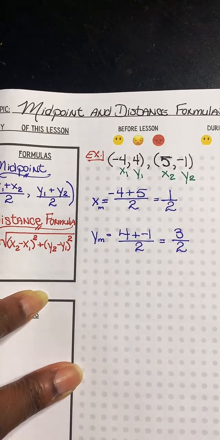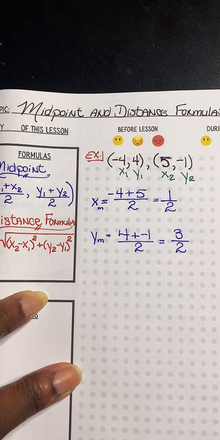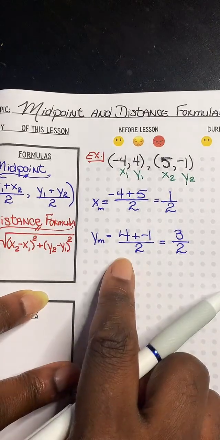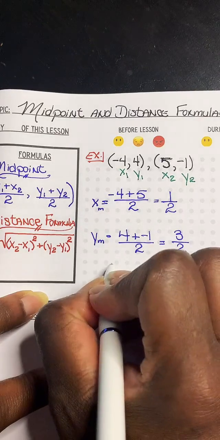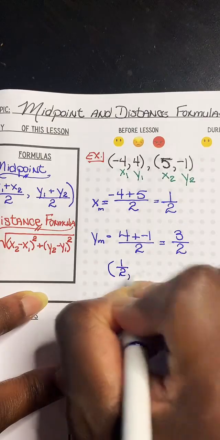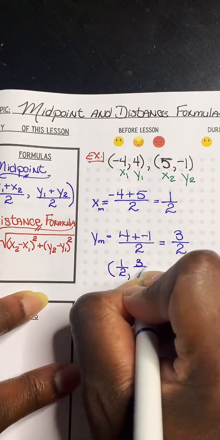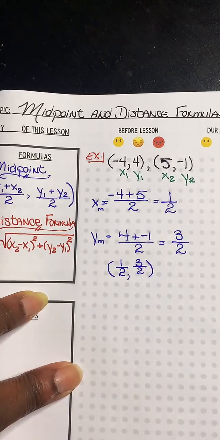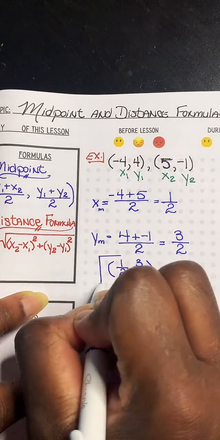Now some people might ask, hey Audrey, can I put them as decimals? Can I put it as 0.5 and 1.5? Sure, as long as you have the right signage, you can do that. So the coordinates for my midpoint are 1/2 and 3/2. That's it. That's your midpoint.